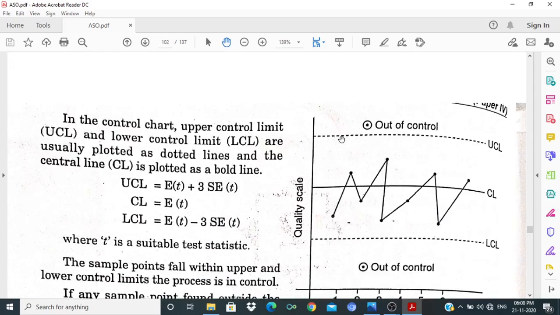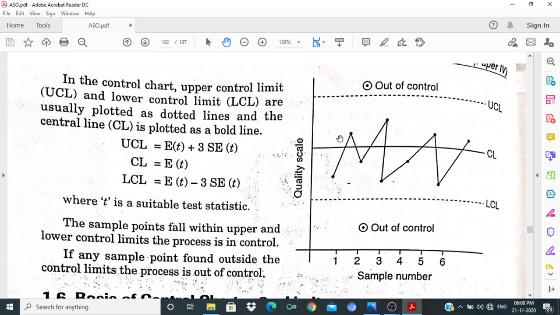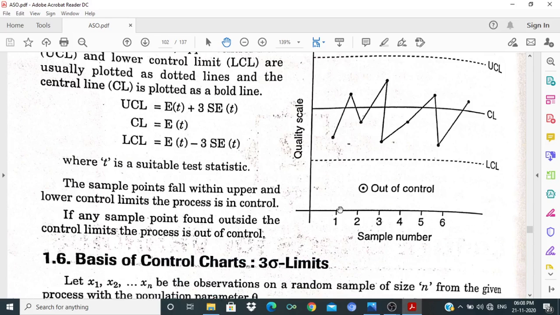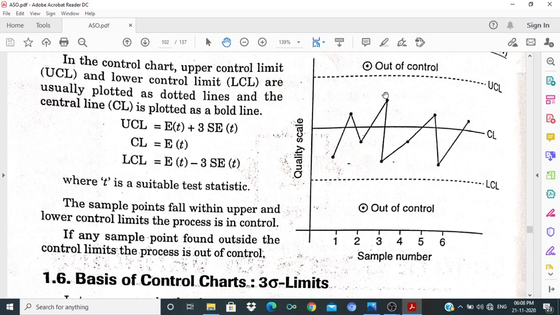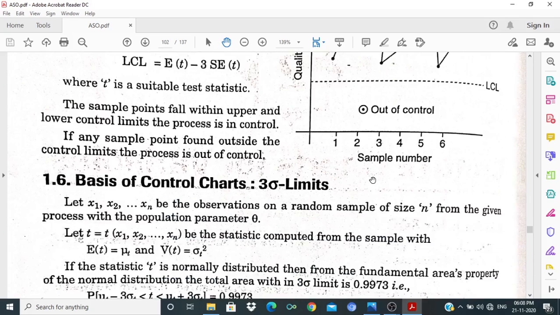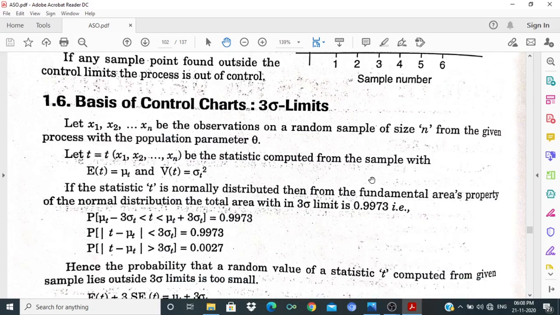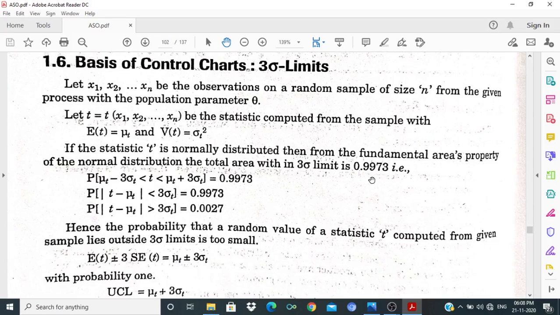Okay, this is the control limits formula: expectation of t plus or minus 3 into standard error of t. We take the sample number on the x-axis and the quality scale on the y-axis. This is the form of control charts. The basis for control charts is 3 sigma control limits. These are the 3 sigma control limits.